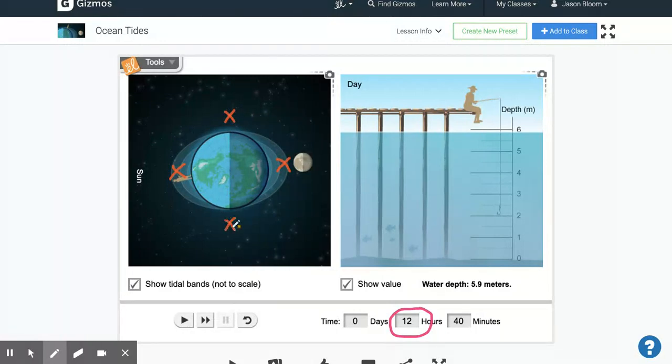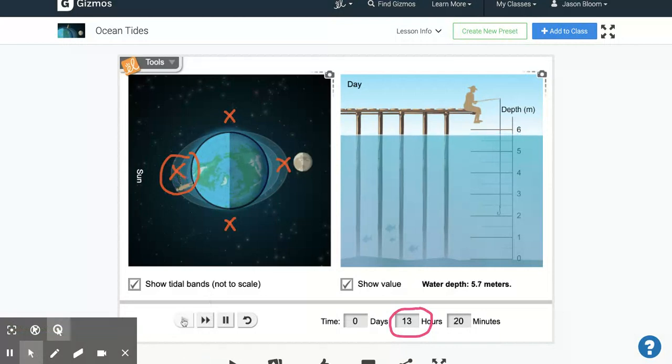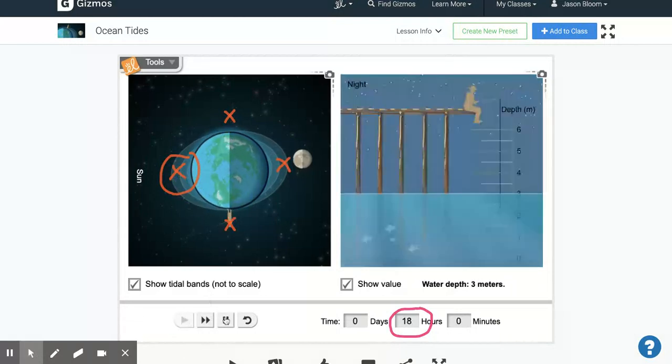So another 6 hours went by. We're now here and it's high tide again. Okay, so 6 hours, we went back to high tide. It's about 6 hours between each. So if the pattern continues and we play it again, about another 6 hours, give or take, we're back to low tide again. So the water level's down to 3. So we went from 5.9 to 3, back to 5.9, back to 3 again.